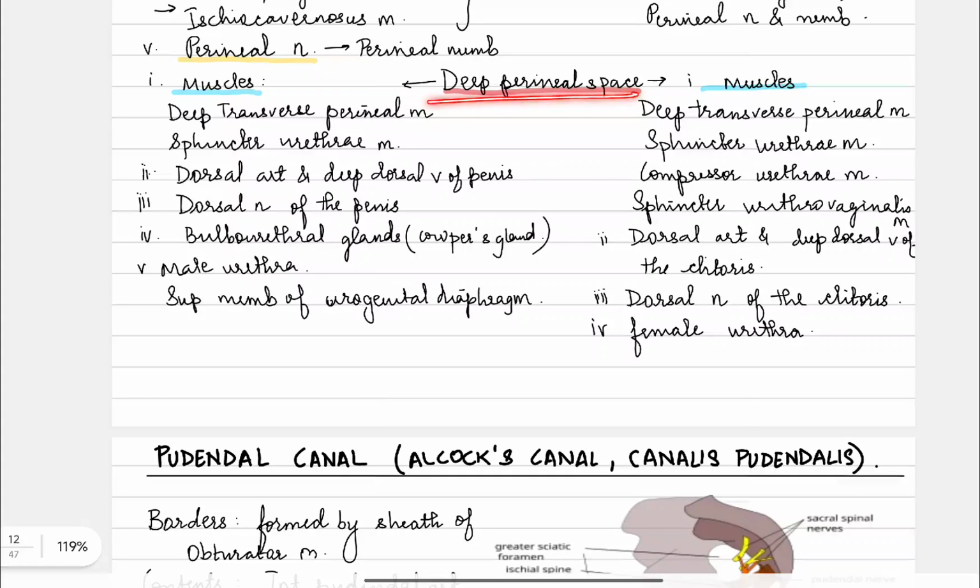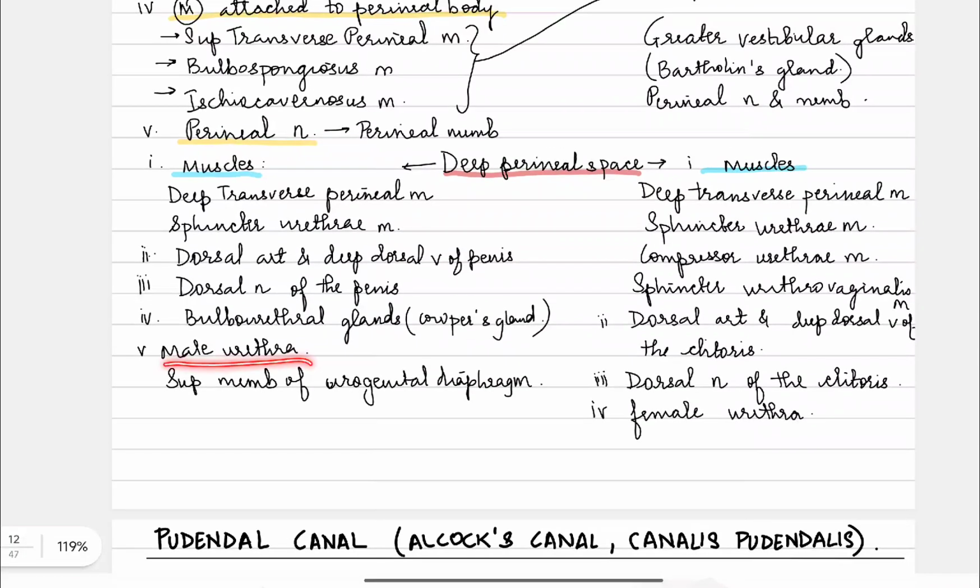Next is deep perineal space. There are muscles which are deep transverse perineal muscle, sphincter urethrae muscle, and dorsal artery and deep dorsal vein of penis, dorsal nerve of penis, bulbourethral gland, which is also called as Cowper's gland. Okay. Male urethra and superior membrane of urogenital diaphragm.